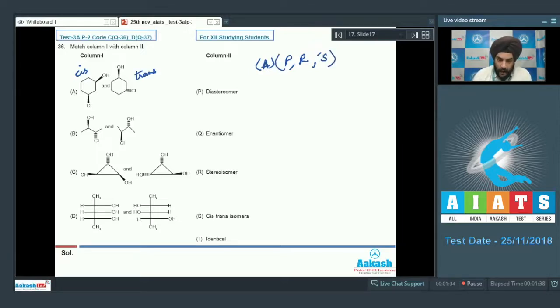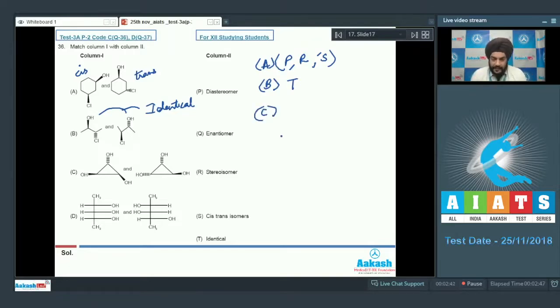Okay. Looking at option B now. So if you look at option B, we have the OH at the wedge position and the Cl at the dash position. And if you look at the second structure, we have OH at the dash position and Cl at the wedge position. So if we flip this structure on the plane of paper, we are going to generate the structure which is given on the left. So we can see that these structures are identical. All you have to do is just flip any of these two structures to get the other structure. So these are identical. So option B will be matched with T. They are identical.